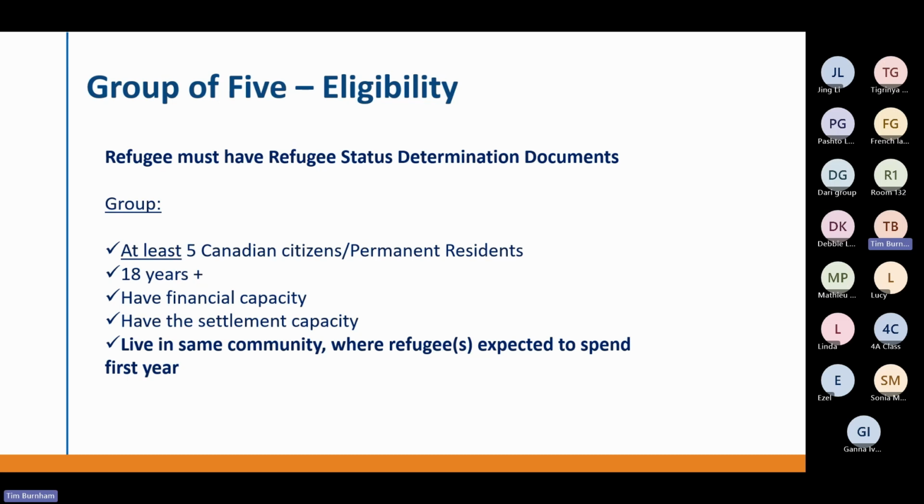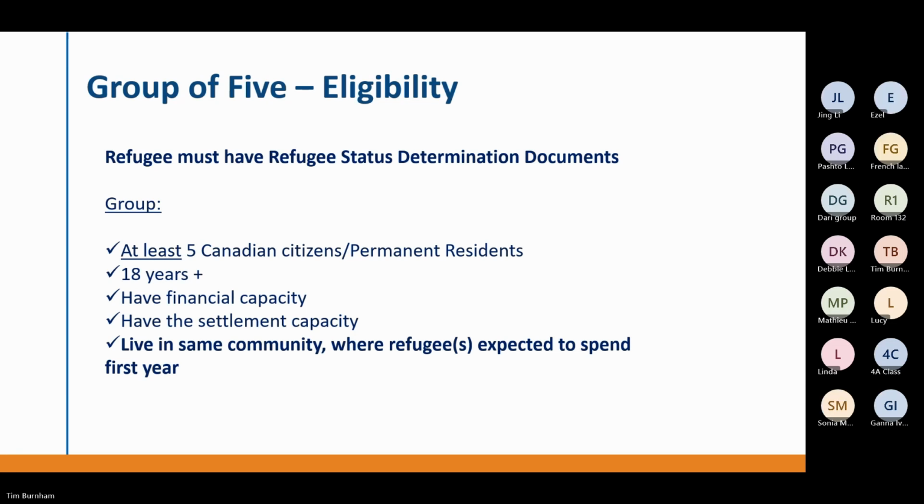They have to have the financial capacity to be able to sponsor and the settlement capacity to be able to settle the refugees when they arrive in Canada. And they also have to live in the same community where the refugees are going to spend their first year. So if you live in Fredericton, you can only sponsor a refugee in Fredericton.